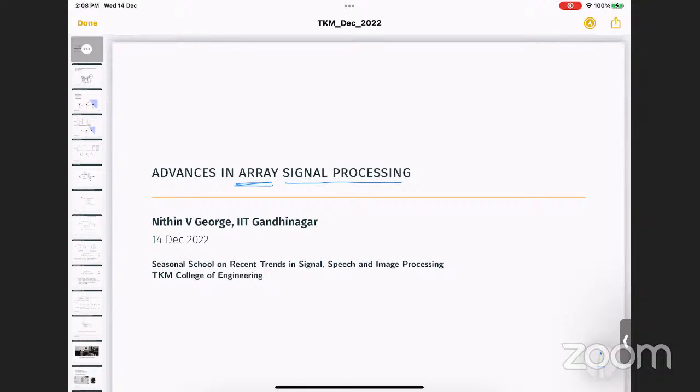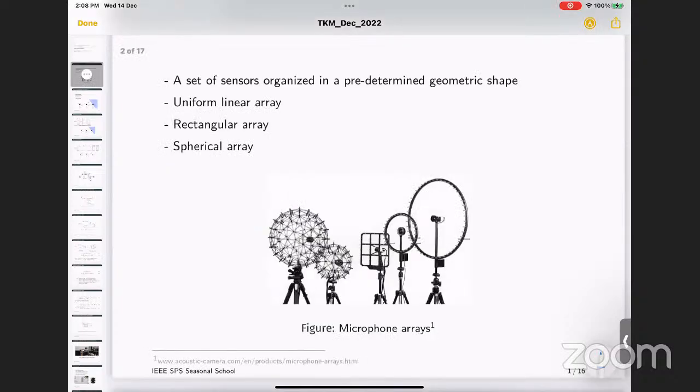Primarily what we have worked on is microphone arrays, but the type of algorithms which we will see in microphone array signal processing can also be extended to antenna arrays with some modification, and maybe some other arrays in the future. So let's get into the topic and try to understand what we are talking about.